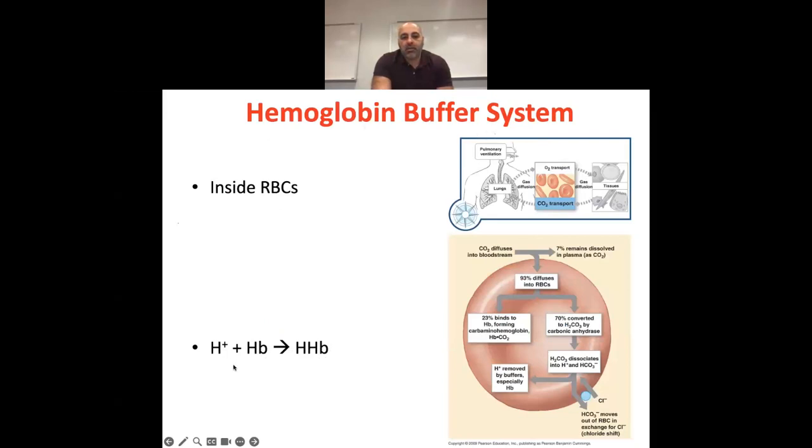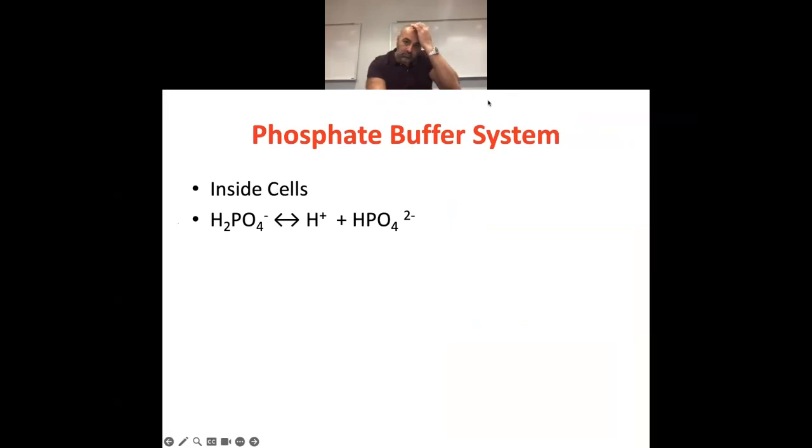All right, and then hemoglobin, same thing. It binds hydrogen ion. That's why we're able to breathe it out when it reaches our lungs, and we're picking it up from the tissue from doing cellular respiration. And then phosphate buffer, same thing. Binds hydrogen ion to increase pH, releases hydrogen ion to decrease pH.